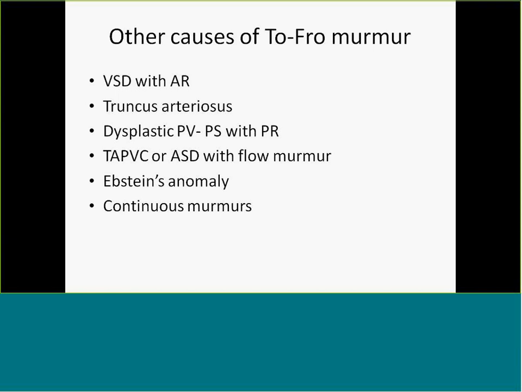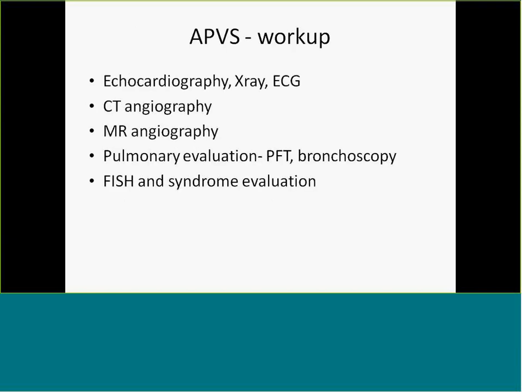Now, continuous murmurs in the upper left sternal border can sometimes be mistaken for a to-and-fro murmur. So you must be careful to exclude these conditions when diagnosing absent pulmonary valve. But by and large, the to-and-fro murmur is very distinct here, and there should be no major issue in making the diagnosis. The usual tools are available for the workup, but I'll go through some which are particularly useful. Of course, echocardiography is the anchor, as in congenital heart disease. Other imaging methods have become very useful in recent times to produce more detail.